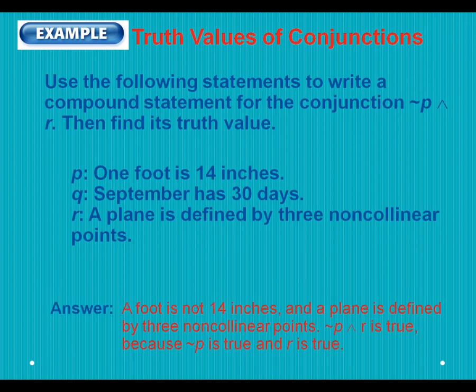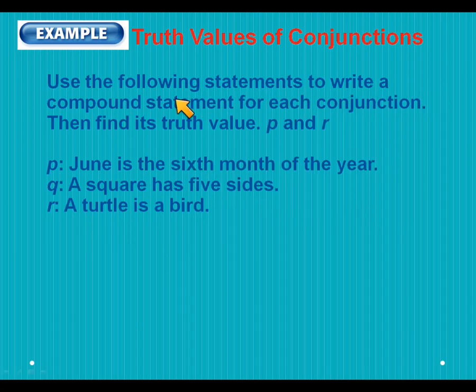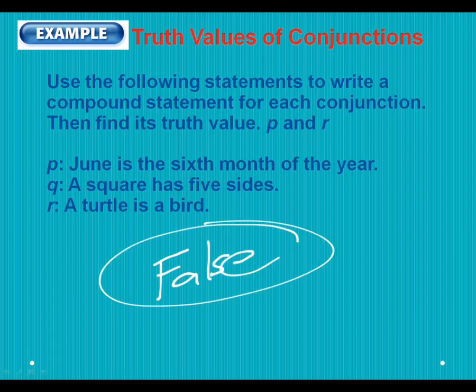All right, let's look at another one. Here, I want to find the truth value for P and R. So look at that. Think to yourself, what is the truth value of P and R? So P and R. P is June is the 6th month of the year, and a turtle is a bird. Well, the first part is true. The second part is false. Since I used the word and, the truth value of the whole thing is false. Because I used the word and.